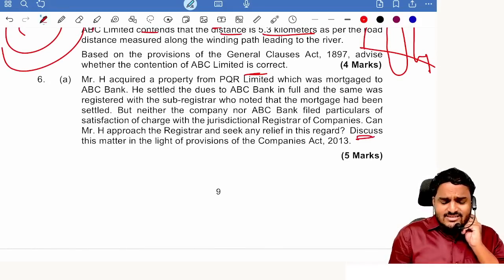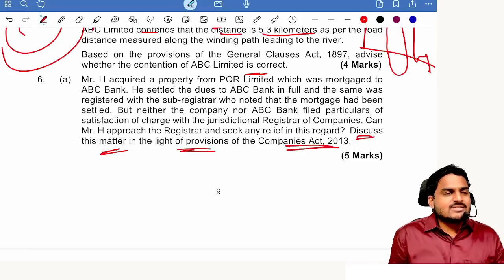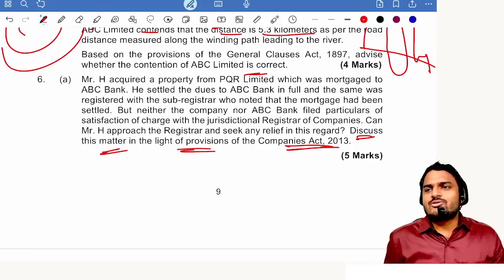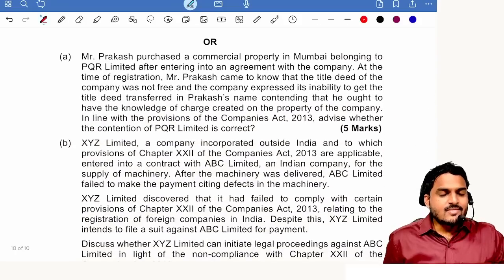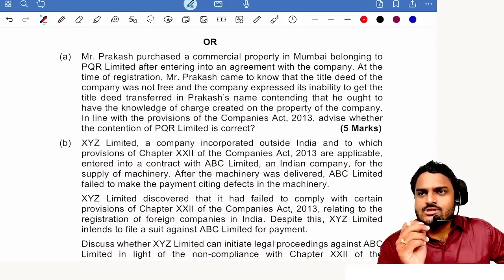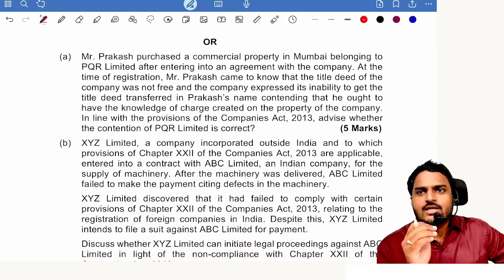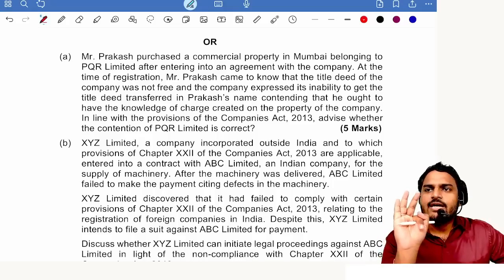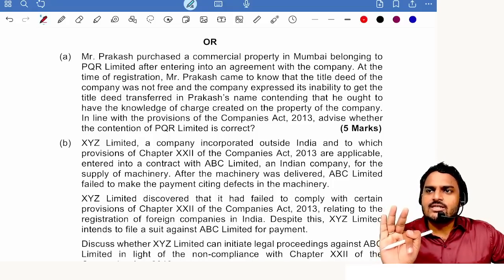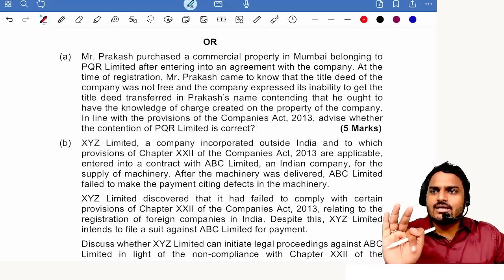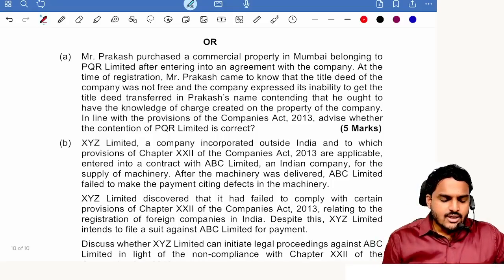Okay, fine. Discuss the matter in the light of provisions of Companies Act. So tell me, which section we need to write here? 83. Thank God. Section 83, powers of ROC to register satisfaction of charge. Within 30 days of entries in the register, intimation shall be given to the affected parties. That is important point.